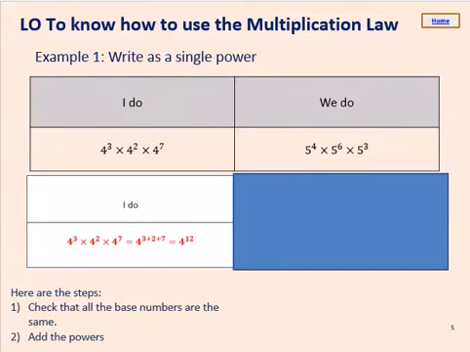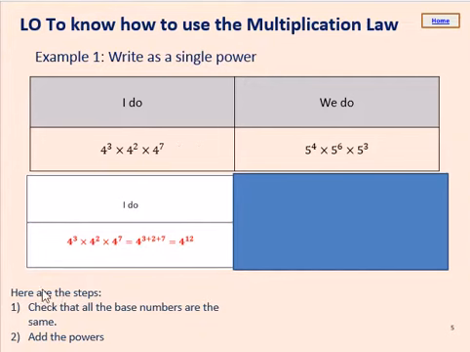So as I said before, the learning objective is to know how to use the multiplication law, and this is in regards to indices. What do we do with these powers when we multiply the numbers? So you'll see the first I do says example 1, write as a single power, and it's 4 to the power 3 times 4 to the power 2 times 4 to the power 7, and we've got to write that as a single power. So our answer is going to be 4 to the power something.